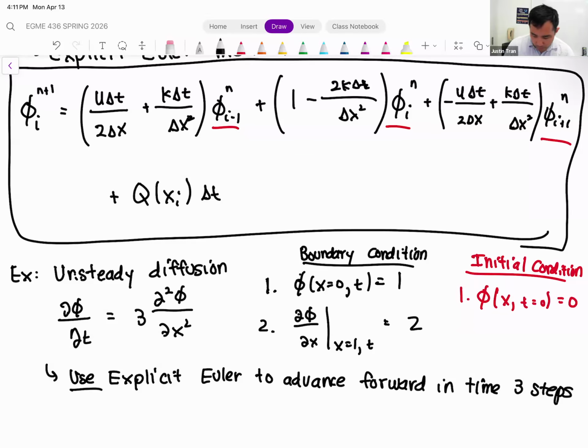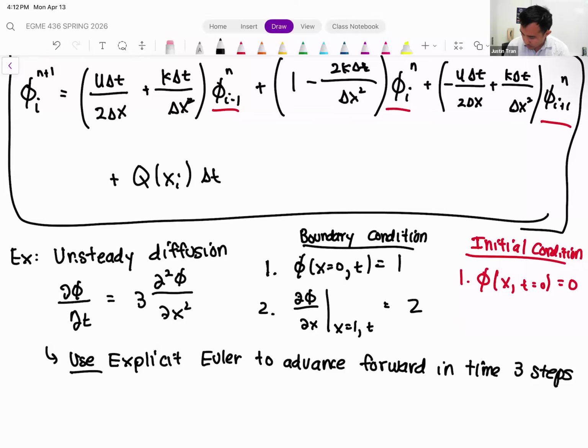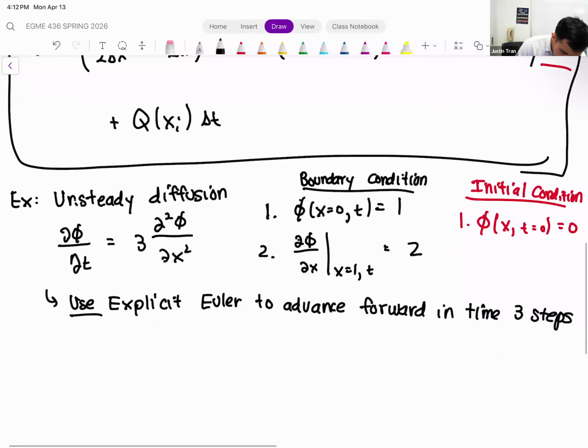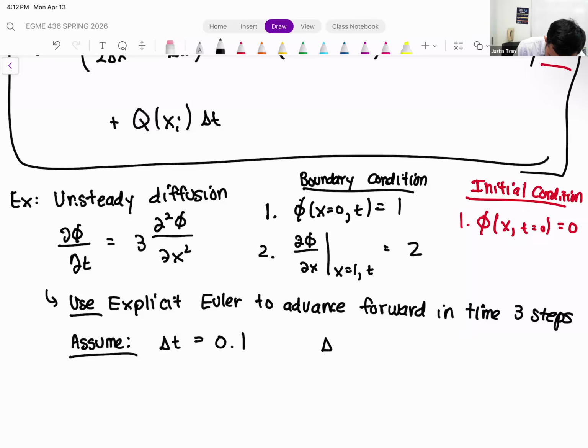Oh, we need the grid spacing and the time step size as well. And by the way, when you do these problems, the time step size and the grid spacing will be given to you. This is not something you have to make up yourself. So let's assume a time step size of 0.1 seconds and a grid spacing delta x of 0.25.